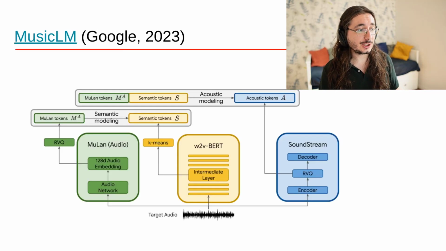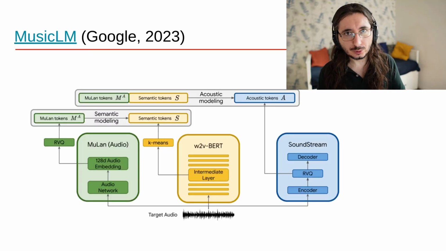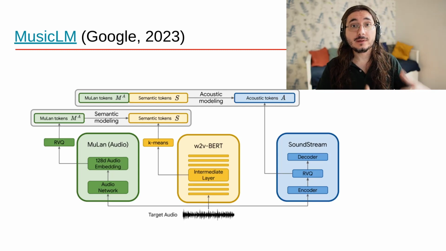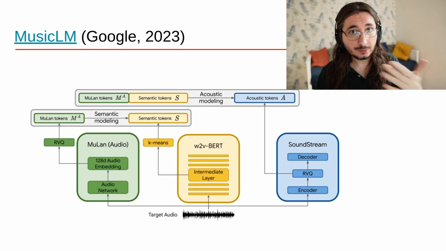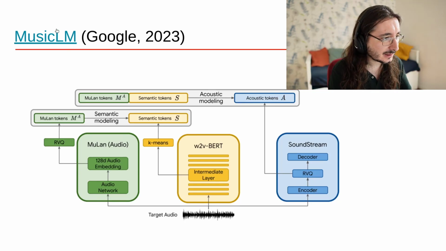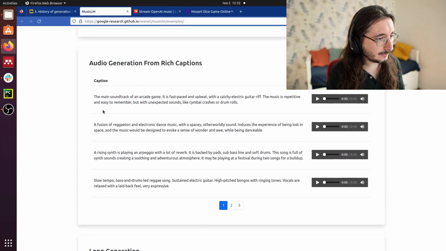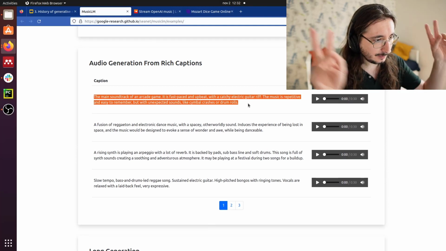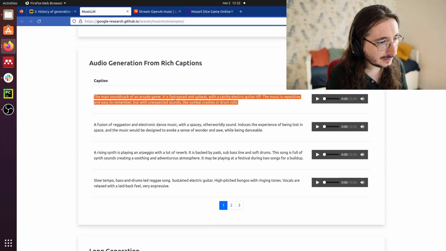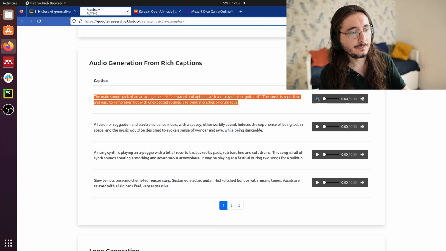We have a lot of really cool experiments and products at this point that work really well for text to music generation. An interesting text to music system is MusicLM, published by Google in 2023. Obviously, I've already covered this model and I'm going to leave you the link up here if you want to get to know more about what it is all about. But let's listen to some of the results here. So for example, here we have this caption: give me the main soundtrack of an arcade game. It is fast-paced and upbeat and so on. So let's listen to the result.